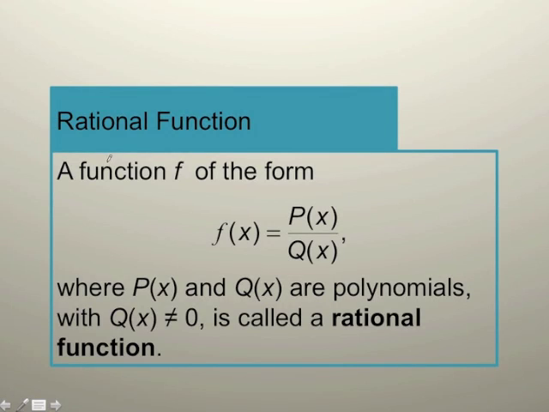A rational function. A function f of the form f of x equals p of x over q of x, where p of x and q of x are polynomials, and q of x is not equal to 0, is called a rational function. It's a ratio of one polynomial to the other.